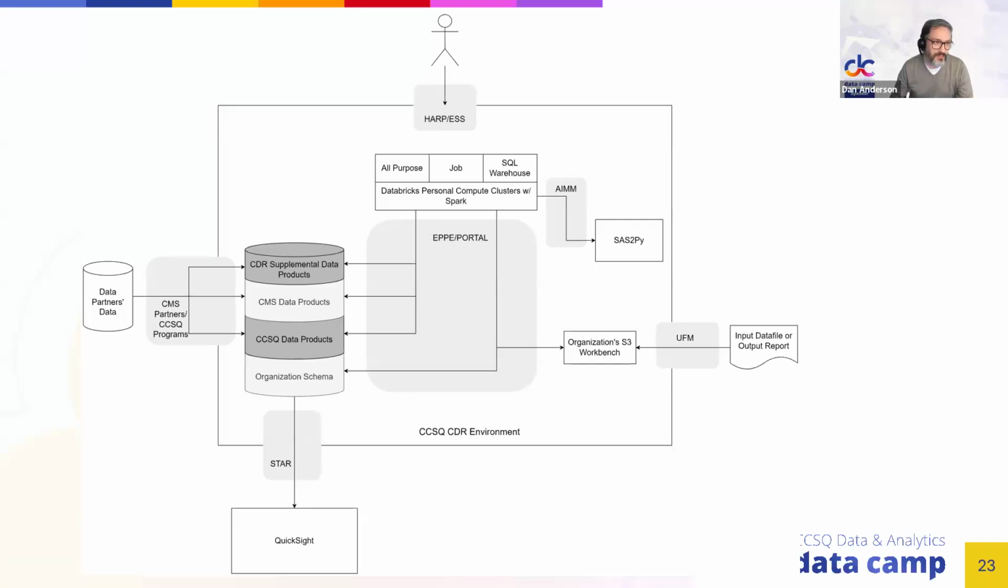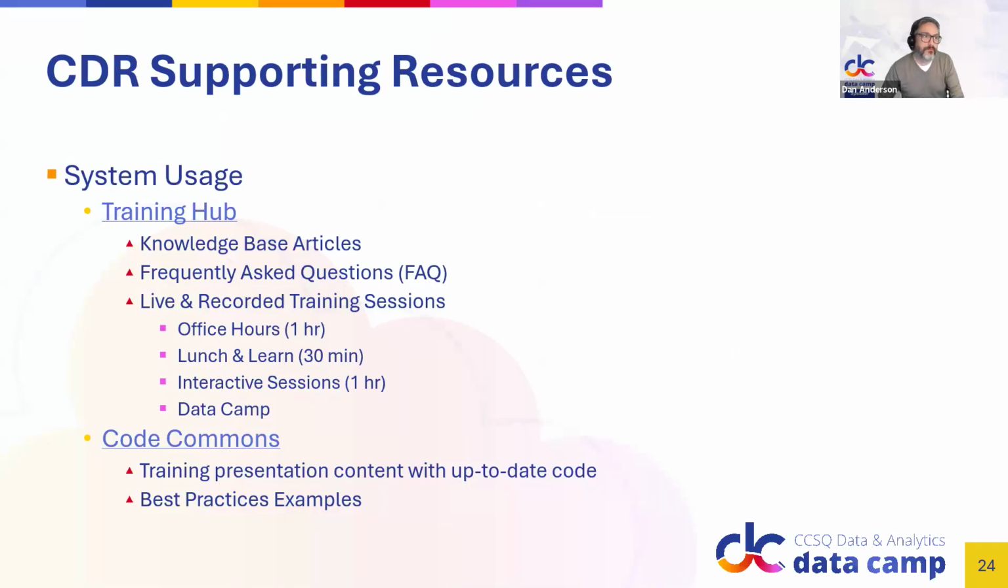This is an oversimplification. I'm sure I've offended lots of people with the oversimplifying of the process. But I do hope that as a business user, this architectural diagram is sufficient to help you understand what is the CDR, what has it evolved into, who is involved in all of these pieces, and the level of effort that CCSQ is trying to support so that all of you can do the work that you need to be doing. Leads us into talking about support resources.